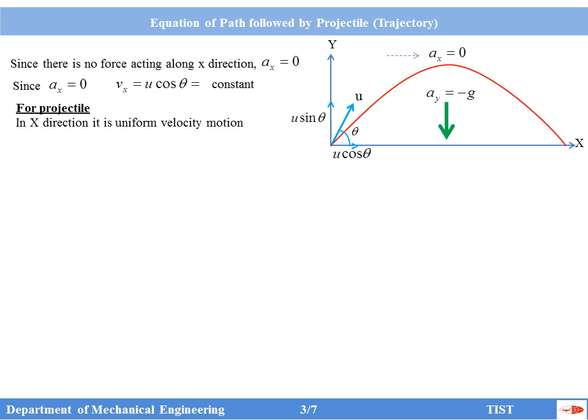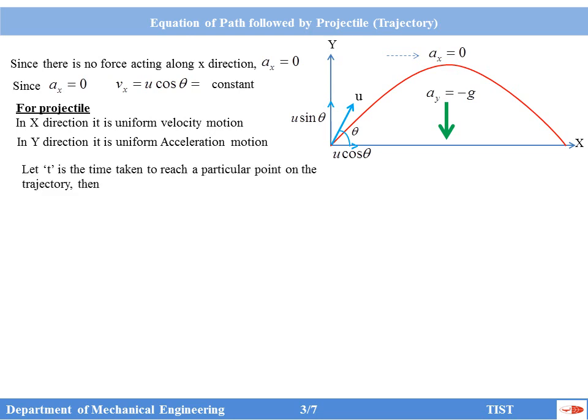Now for the projectile, starting from origin to the peak point, the body is moving in the upward direction and acceleration is in the opposite direction, right? So as I discussed in the previous case, the direction in which the body moves is the positive direction, so acceleration is acting in the negative direction. That's why I put minus g. Okay, so in the y direction it is uniform acceleration motion. Now I am taking x direction motion and y direction motion, and let t be the time taken by the projectile to reach a particular point on the trajectory.